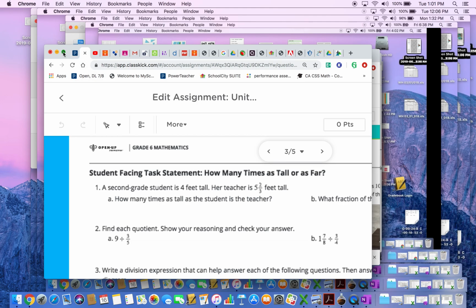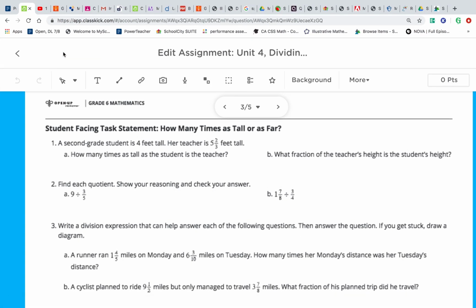Right, welcome back, class, to the second activity of lesson 12. Here we're going to try to figure out how many times as tall or how many times as far something is compared to something else. So let's get right to it.